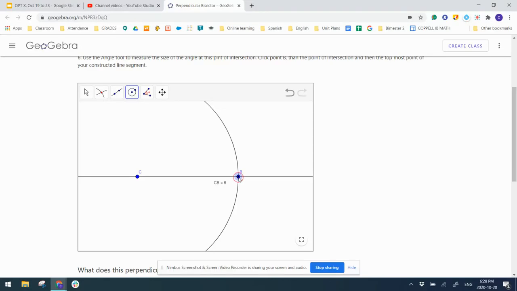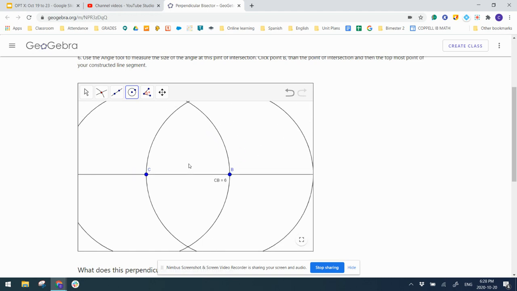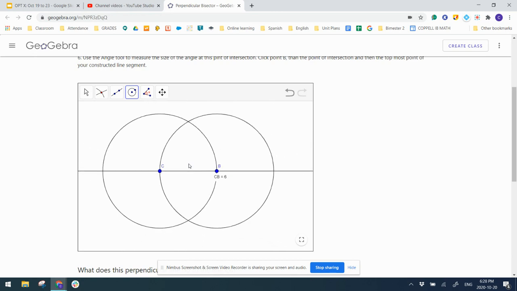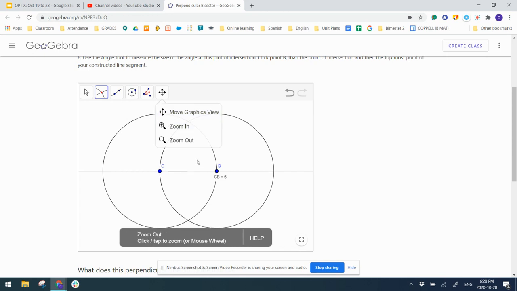Then we're going to do the exact same thing going the other way, starting at point B and going over here to point C. So now you can see I have this Venn diagram looking thing. I want to mark these intersecting lines.